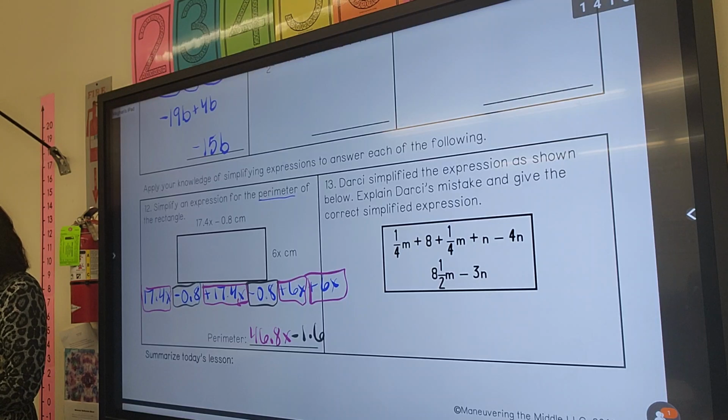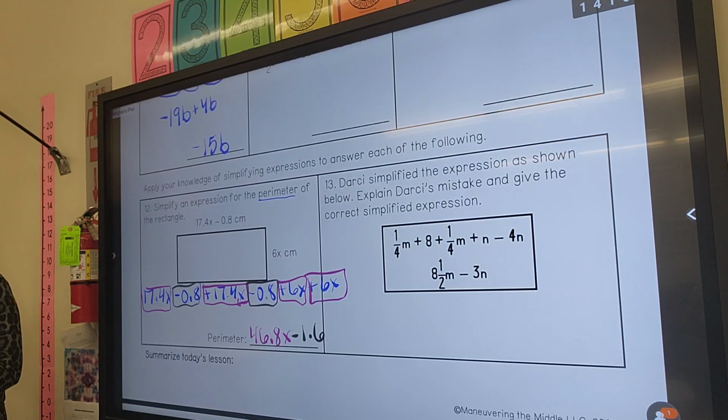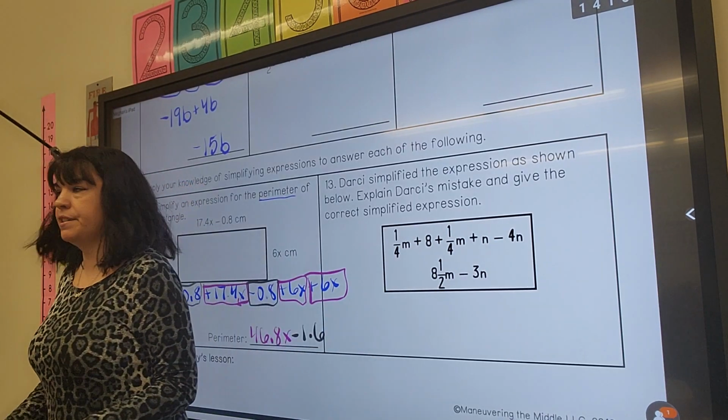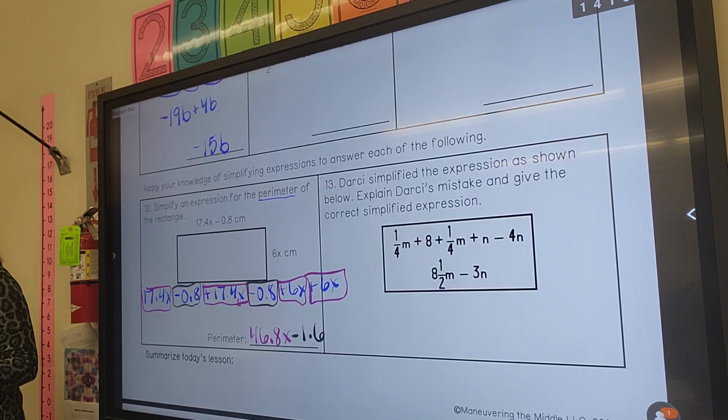He messed up on the plus 8 plus 14n part. So he combined the 8 and an n. Yes. Is that what you're saying? Yes, you can't do that. He combined the 8 with the n values, and those are not like terms. Very good, Zemro, for figuring that out. Yeah, so this would be the original, and this is his simplified version. Or hers, Darcy, that's a girl. So she combined the 8 with the n values, and they're not like terms, and you can't do that.